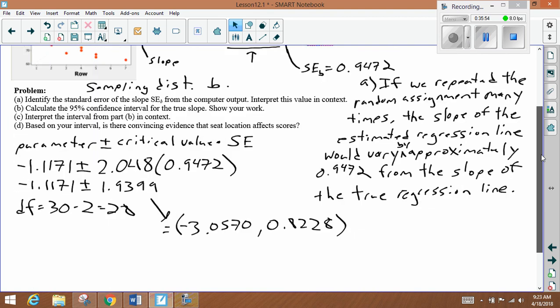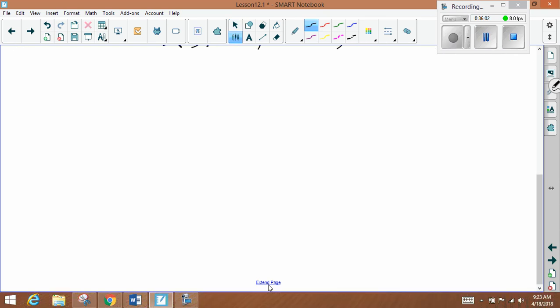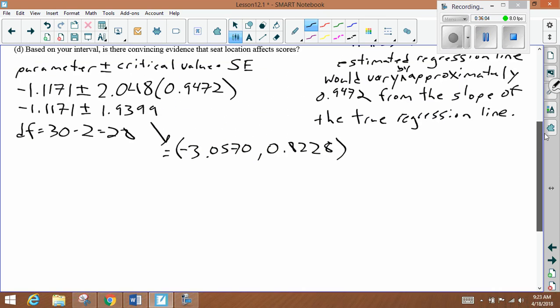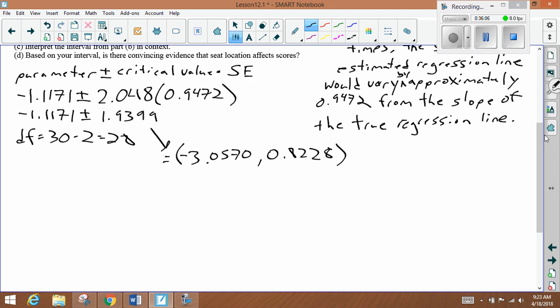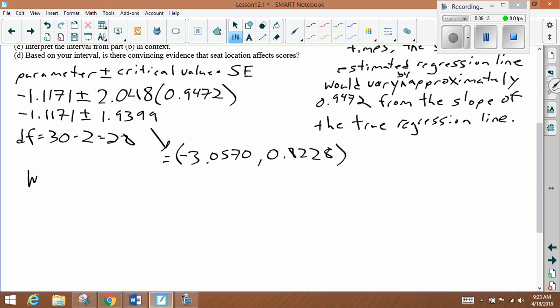We got through this problem in our last class. We found our confidence interval. We did not interpret it in context. And remember, we're actually performing inference on the slope. So we're looking at the slope of this least squares regression line. So we're going to say we are 95%.